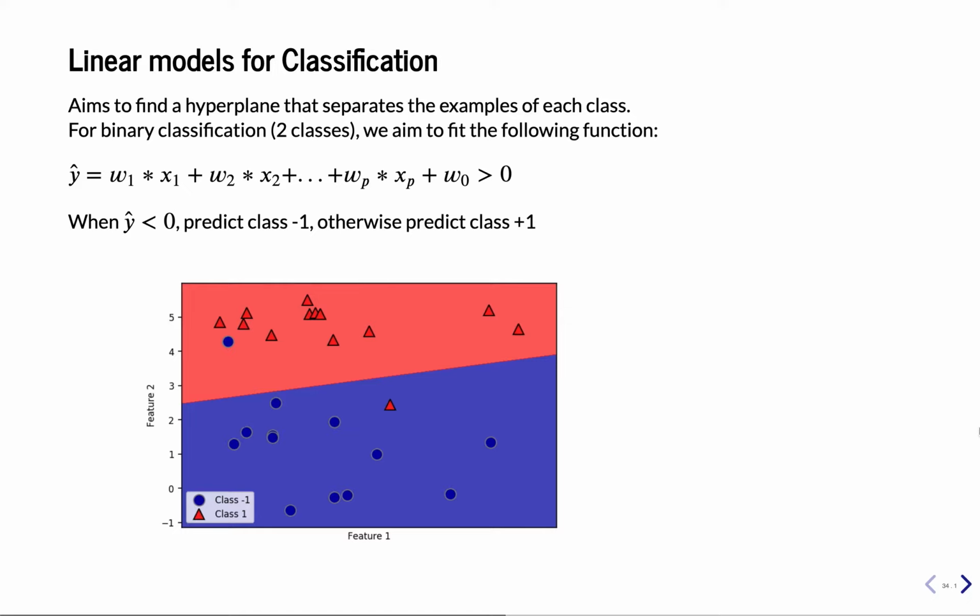Let's see how we can train linear models for classification. The objective here is to learn the decision boundary that separates the positive from the negative points in our data. So the decision boundary is this line here. It separates the blue points from the red points.